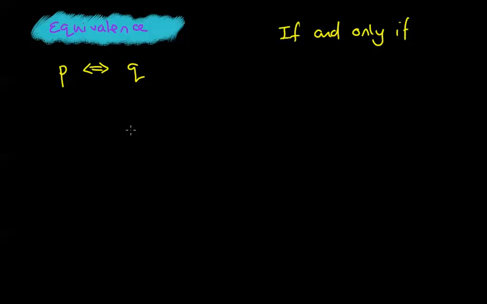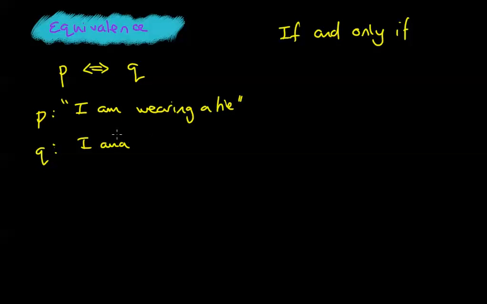So for example, let's use the example of the idea of getting into that club, right? So let's say P was I'm wearing a tie, so I am wearing a tie. Q is I am wearing smart shoes.